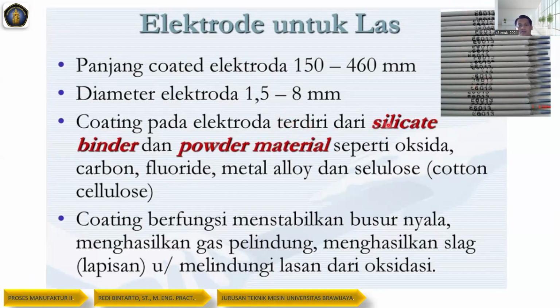The material is around silicate, binder, and powder material like oxide, carbon, fluoride, metal alloy, cellulose, and others, just to make the heating stable, I mean, to shape the welding metal. The length of the electrode is around 150 to 460 millimeters, and the electrode diameter is 1.5 to 8 millimeters.